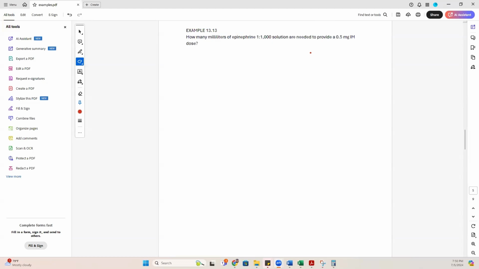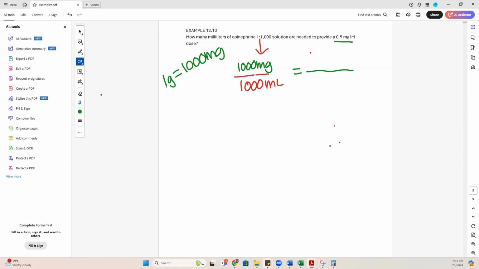Example 13.13, how many milliliters of epinephrine 1 to 1,000 solution are needed to provide a 0.5 milligram IM dose? So remember that 1 to 1,000, that means 1 gram is equal to 1,000 milliliters. But our question does have us in milligrams. So just to quickly get rid of it, remember we know that 1 gram is equal to 1,000 milligrams. So I can easily just erase out this 1 gram and write 1,000 milligrams. And I want to know how many milliliters to give a 0.5 milligram dose.